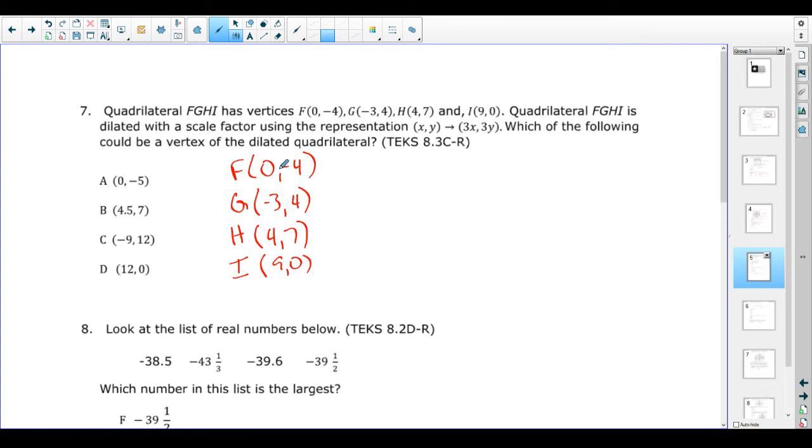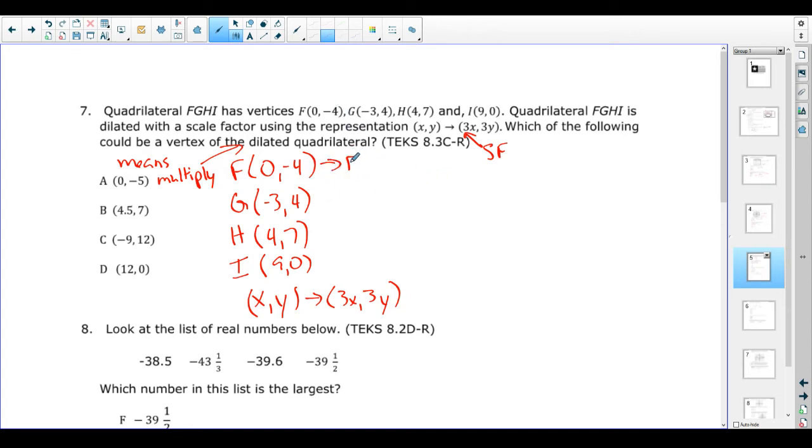9, 0. And my rule says x, y goes to 3x, 3y. So my scale factor is 3. That's what this number is. That's the scale factor. And since it says dilate, where does it say? Dilate means multiply. I'm going to keep writing that down. So I'm just going to multiply all my points by 3.